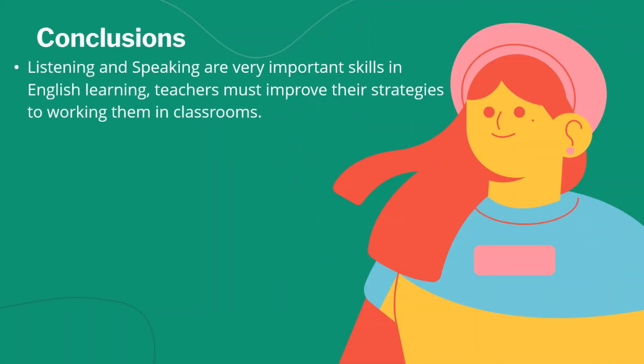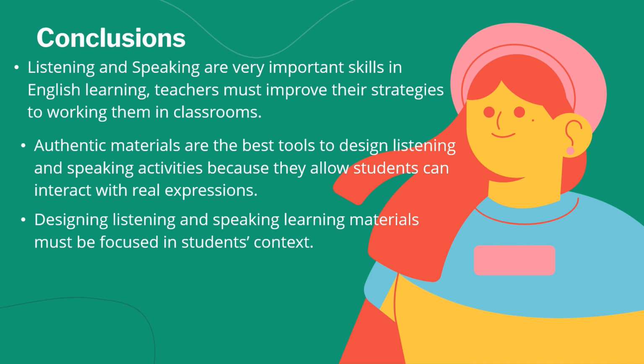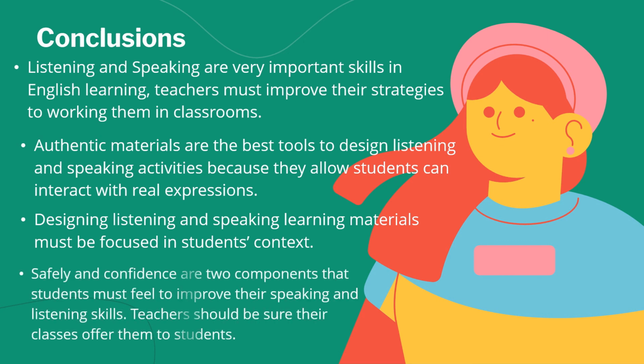Conclusions. Listening and speaking are very important skills in English learning. Teachers must improve their strategies for working on them in classrooms. Authentic materials are the best tools to design listening and speaking activities because they allow students to interact with real expressions. Designing listening and speaking learning materials must be focused on students' context. Safety and confidence are two components that students must feel to improve their speaking and listening skills. Teachers should be sure their classes offer them to students.